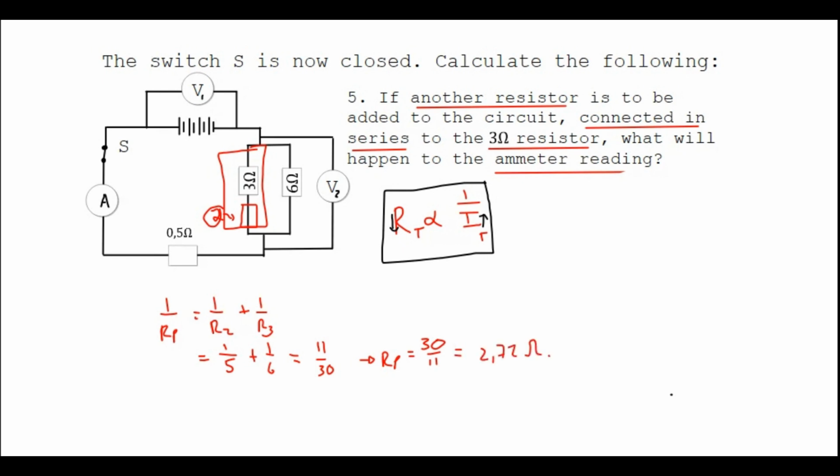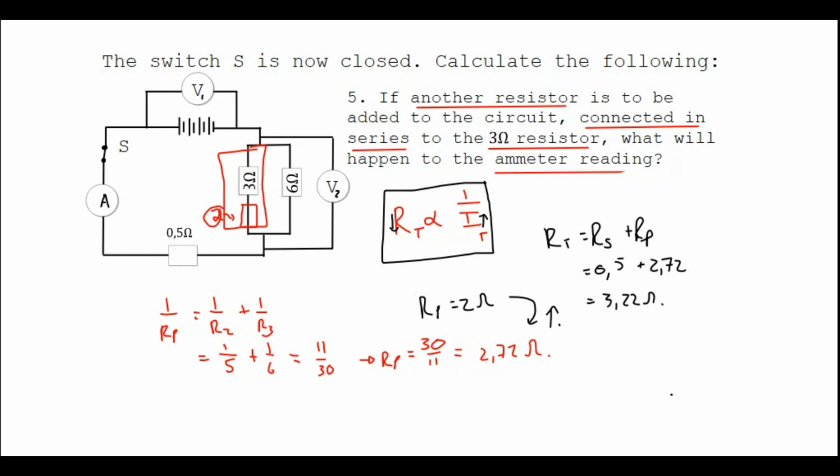Okay, so your R parallel has become 2.72. What was it before? Before we added that thing, R parallel was actually 2 ohms. So it became greater now. Your R parallel became greater. And remember, R total is equal to R series plus R parallel, which would be 0.5 plus 2.72, which is 3.22 ohms.